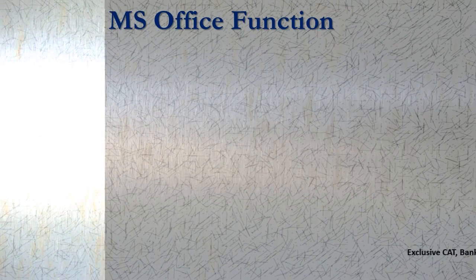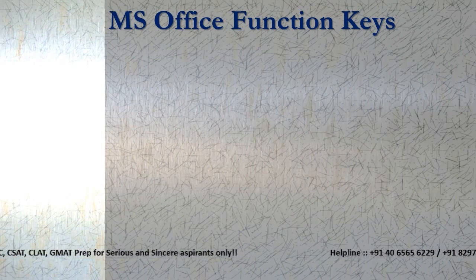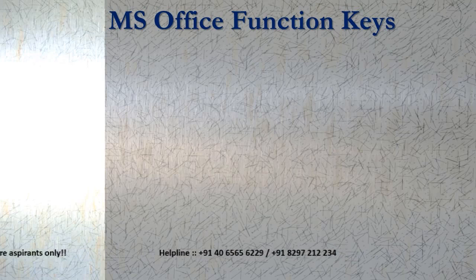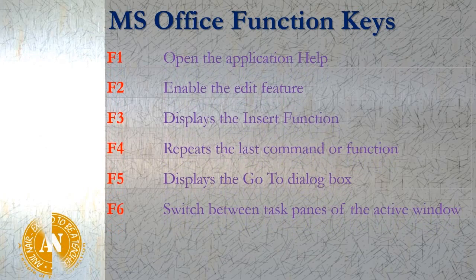Let us go to some function keys with respect to MS Office again. Please remember, many of these function keys or shortcut keys, as I told earlier, are applicable to many of the applications because they are universally accepted, but not every one of them. So continuing with that, F1, the function key 1, will open the application help. F2 will enable the edit feature, especially in MS Excel. F3 displays the insert function where you want to insert a particular text, again in MS Excel.